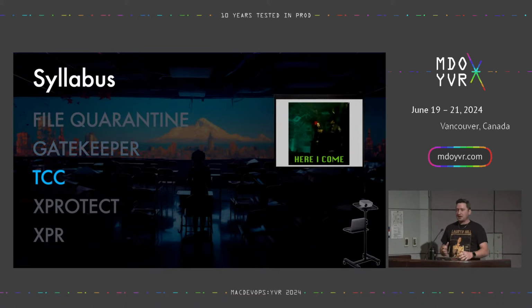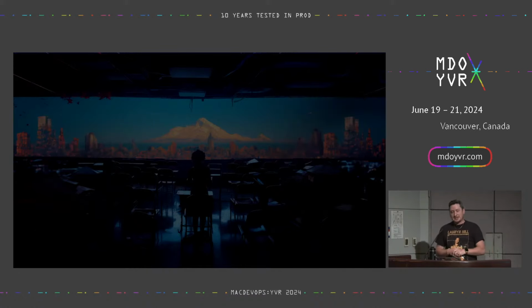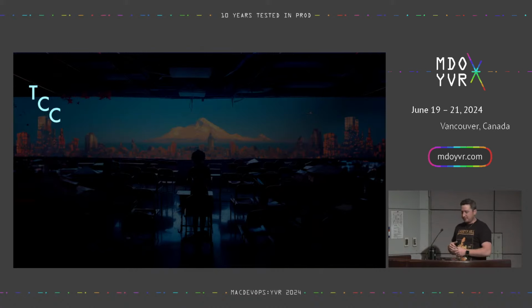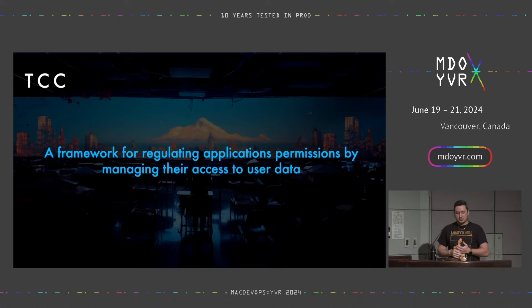As we pivot to block, TCC doesn't quite fit perfectly in any one of these. I feel like it kind of floats between all three. So it's in the block section. And TCC is an acronym that stands for Transparency, Consent, and Control. I think it's a little more straightforward to understand as opposed to Gatekeeper and File Quarantine. But it is a framework for regulating applications' permissions and managing their access to your user data.